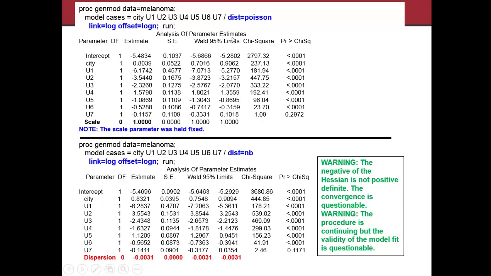So here is the same model, the skin cancer model, fit with Poisson on the top, and negative binomial on the bottom. And what you'll see is everything's very similar. So here's Poisson, here you can also write NB. In SAS, you can do everything 20 ways. So here it doesn't say neg bin, it says NB for the distribution.